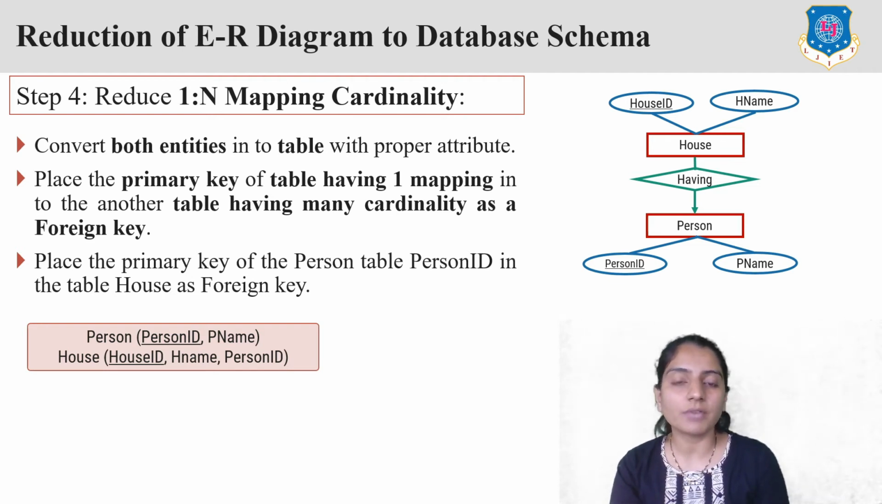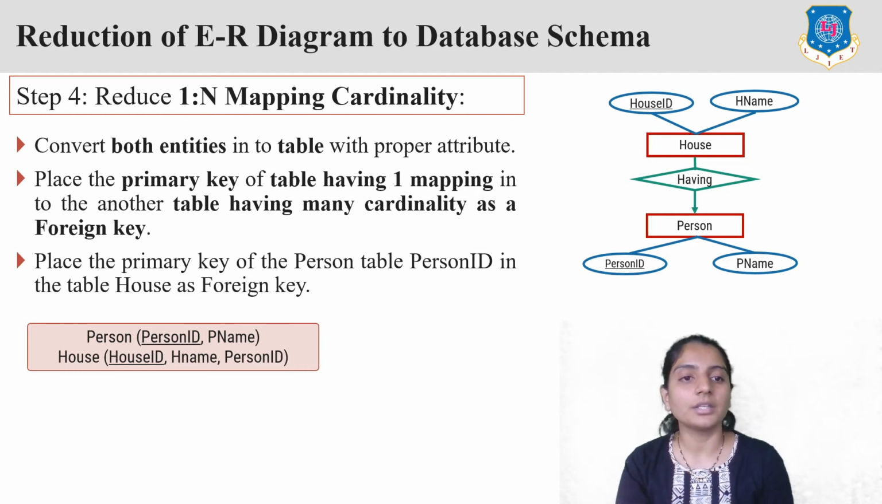So to reduce one-to-many mapping cardinality, we can create one other table for the having relationship. In that having relationship table, we can use house ID or person ID as a key, and the having relationship will create a new primary key for that particular table.